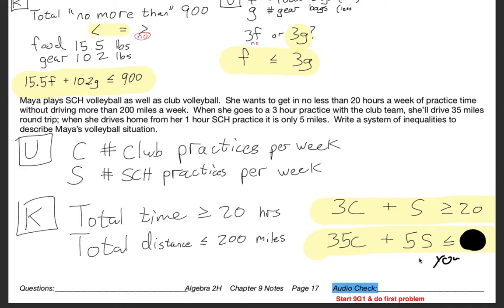If you've been tracking, you should be able to figure that out, I hope. That's going to be what you do. And so this would be a system of inequalities that would represent her situation.